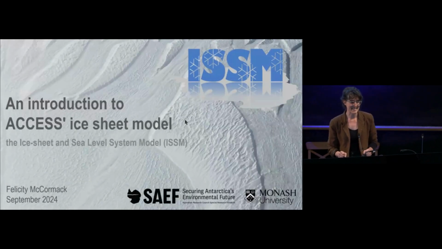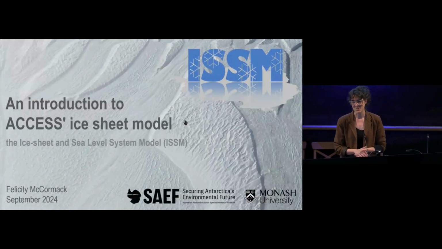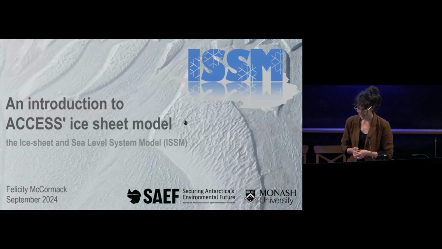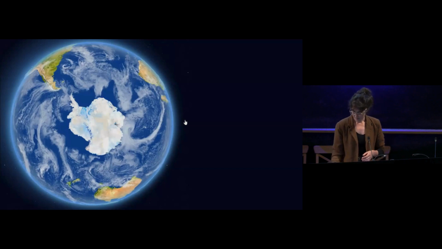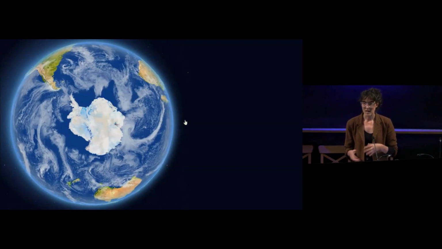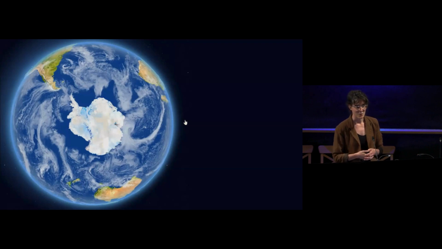So yes, I'm here to tell you about ACCESS's new ice sheet model, ISSM, which is the Ice Sheet and Sea Level System Model, and a little bit about the process that we developed to make a decision on an ice sheet model to support within the NRI. But first I wanted to start by talking a little bit about the case for ice sheet modelling in ACCESS, and where we're at, I guess, in our understanding of some of the coupled interactions between the ice sheets and other components of the Earth system.